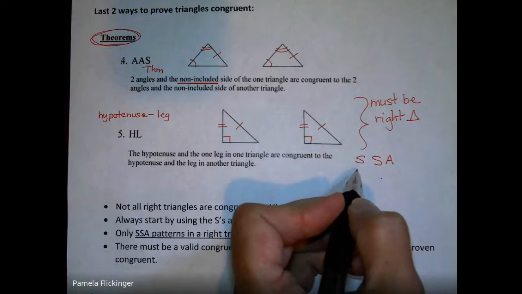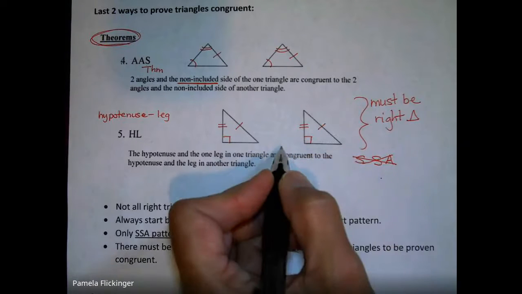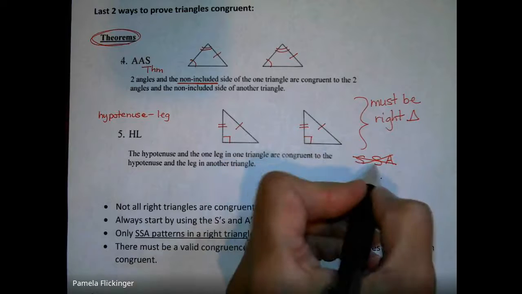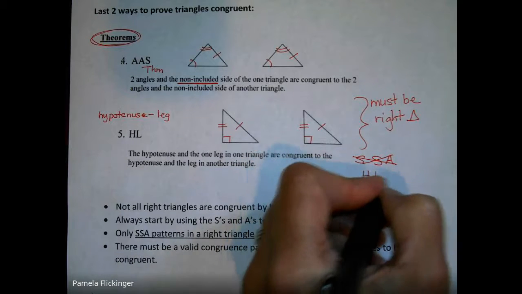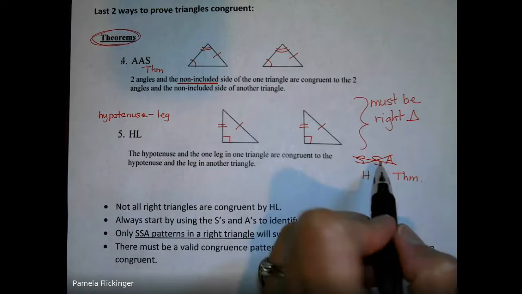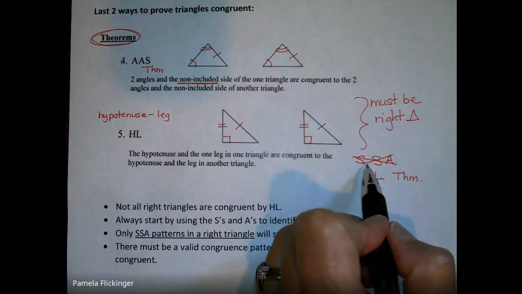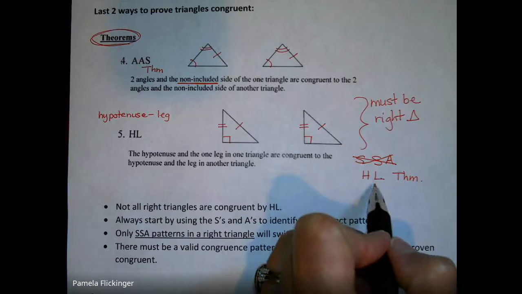Well, yesterday I told you that's not a good pattern, and it's not unless it's a right triangle. Because if you get that pattern and you have a right triangle, then we're going to switch it and write HL theorem. If it's not a right triangle and you get side-side angle, then you cross it out and write not congruent like we did yesterday. Okay, it must be a right triangle to switch to hypotenuse leg.